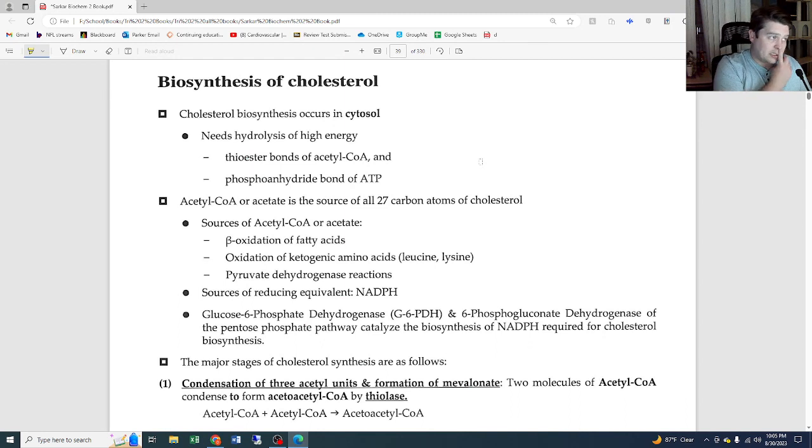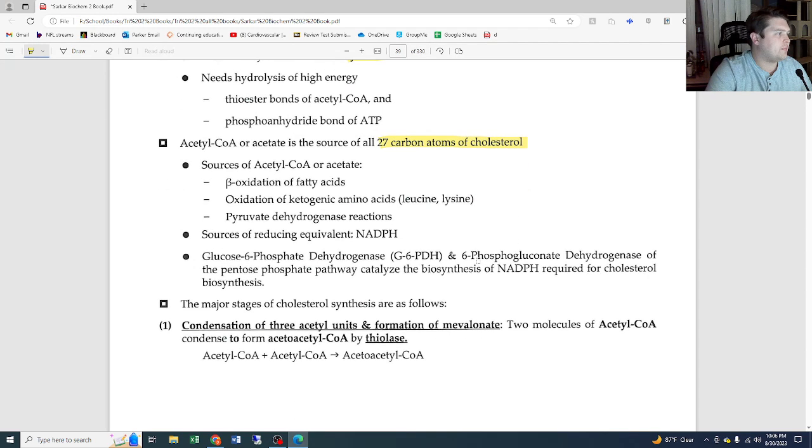Okay, so the biosynthesis of cholesterol. Cholesterol biosynthesis occurs in the cytosol of the cells. It needs hydrolysis of high energy bonds, the thioester bonds of acetyl-CoA and the phosphoanhydride bond of ATP. So we're going to be using ATP. Acetyl-CoA or acetate is the source of all 27 carbon atoms of cholesterol.